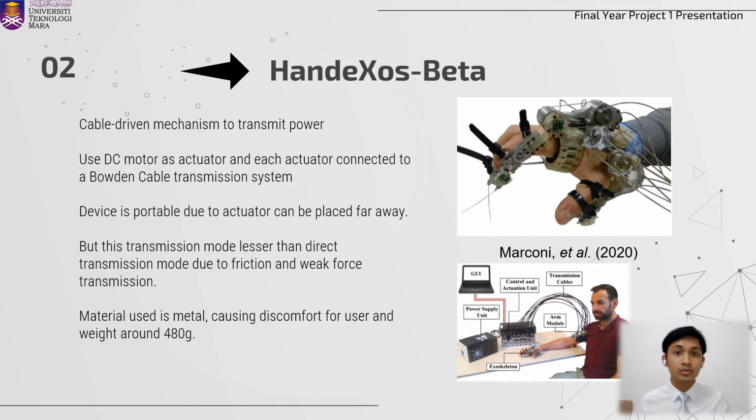It is portable due to actuator can be placed far away, but this transmission mode is lesser than direct transmission mode due to friction and weak force transmission. Moreover, the material used for the device is metal, which causes discomfort for user, and is heavy, which weigh around 480 grams.